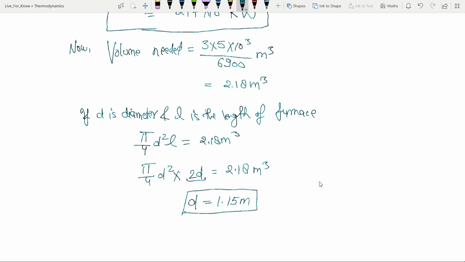From the question, l is equal to 2d, so l is equal to 2 into d, so l is equal to 2.30 meter. It is the second answer.